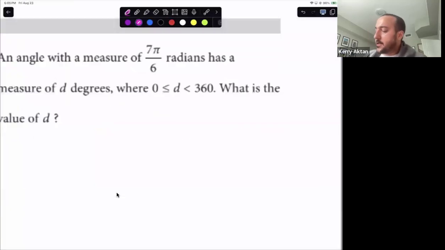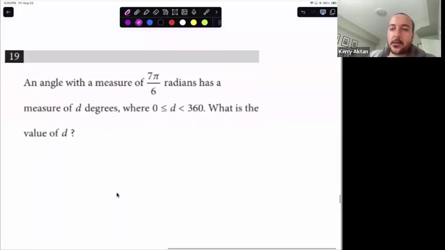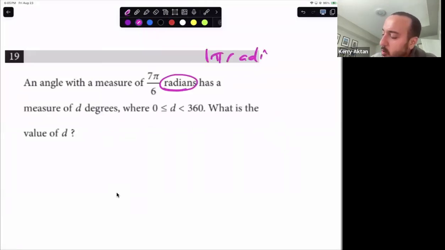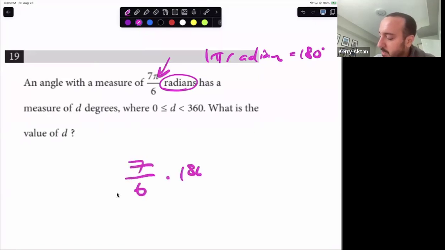Okay, the next skill that I want to talk about is radians. Some of us have just started pre-calculus. For those of us, please listen up. And for those of us that slept through all of pre-calculus last year, you know who you are, this is important. Really, the idea of radians. What is 1 pi radian? 1 pi radian is 180 degrees. Really, what is that pi right there? It's 180. So 7/6 times 180. I think you get 210 here. That's it.